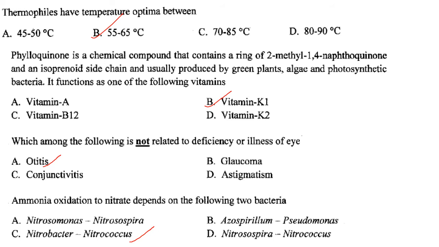Then which among the following is not related to deficiency or illness of the eye? So it is otitis, that is not related to deficiency or illness of the eye. It is infection of the middle ear and occurs when virus or bacteria cause the area behind the eardrum to become inflamed. So the condition is common in children. Then ammonia oxidation to nitrate depends on the following two bacteria, that is Nitrobacter and Nitrococcus. Answer is option C. This is a repeated question.